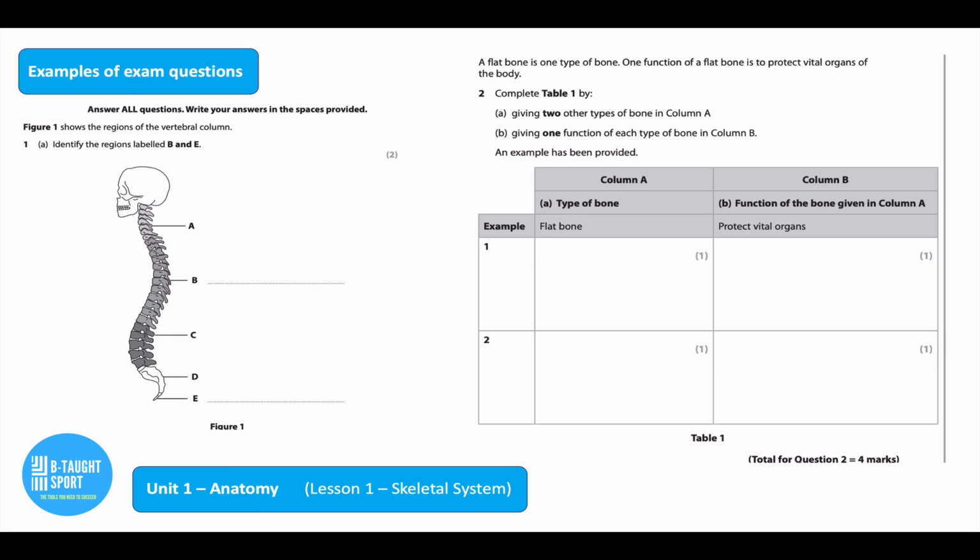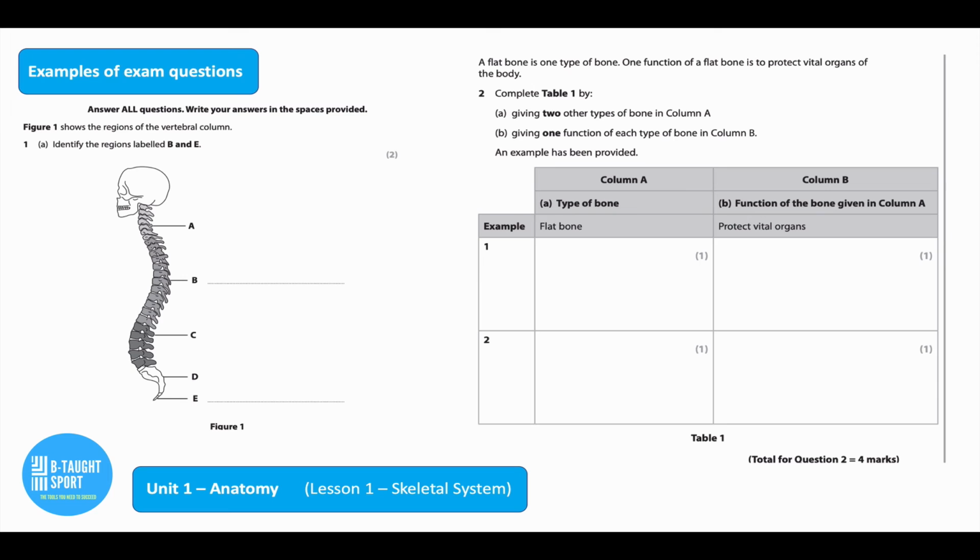What I'd like you to do is pause the video and give yourself 5 minutes in total. Now, 5 minutes is being very lenient, but for the first video I think it would be good to try. Pause the video, have a go at these questions, and then come back to the video to watch and I will give you the answers.